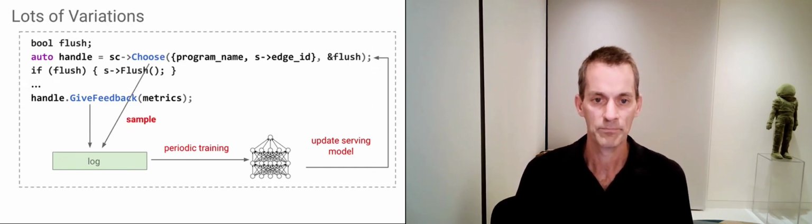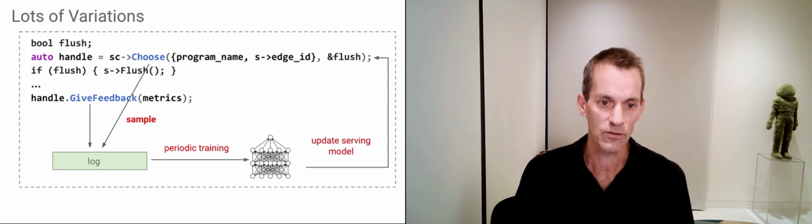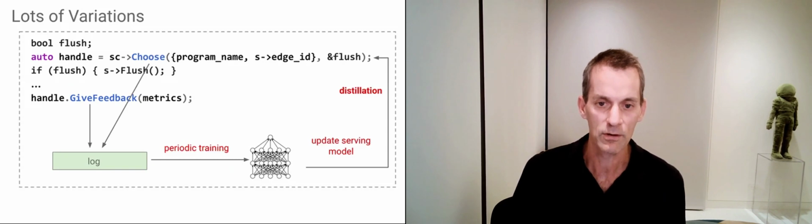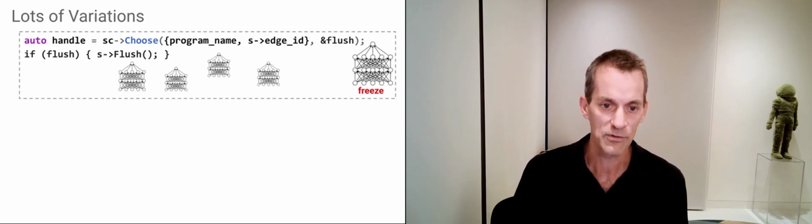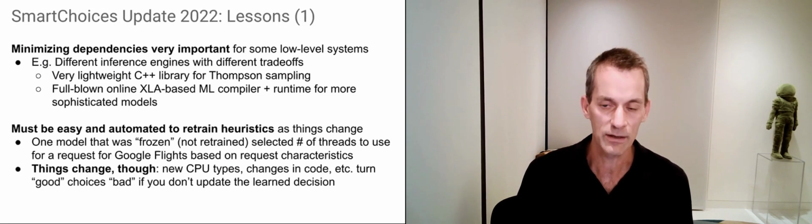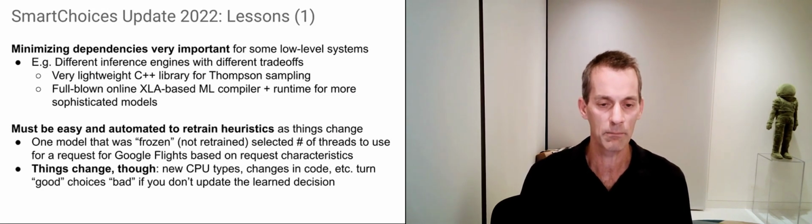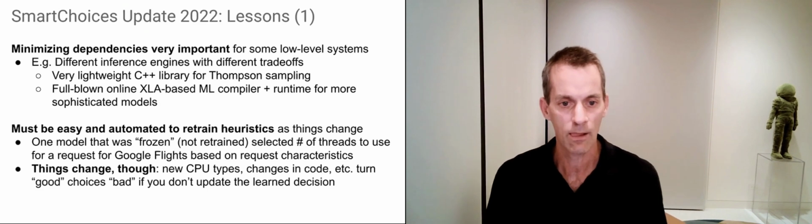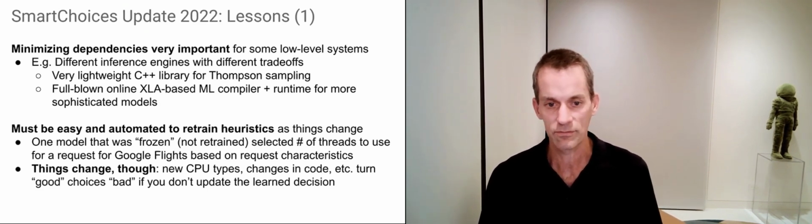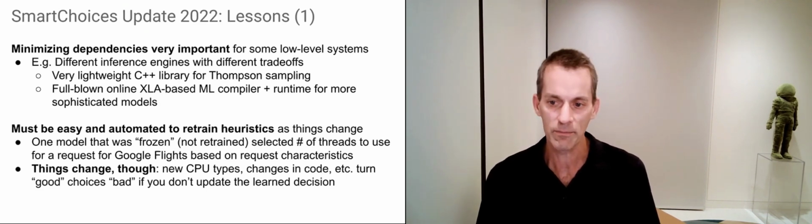behave. Now, one of the interesting things is you don't always get feedback in the same process or even the same computer as the one where you made the choice. And so we need to be able to handle choosing in one process and then a much deferred feedback later. That all works. There's lots of variations. You can do sampling, periodic training. You can distill the model to make it really lightweight, and so on.